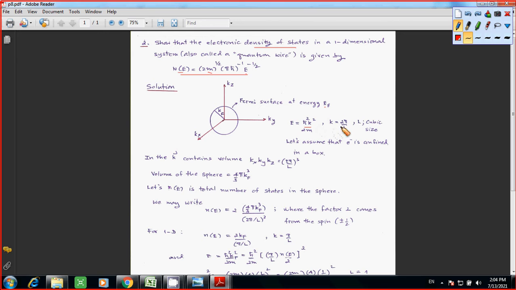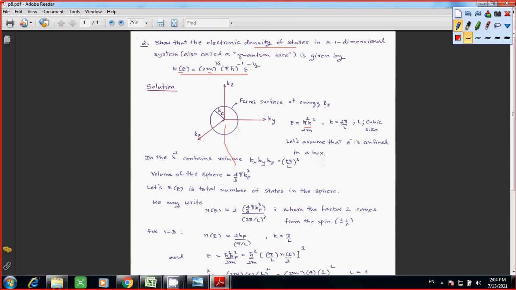Where k equals pi over L, where L is the cubic size. Let's assume that the electron is confined in a box, in the k-space volume kx, ky, kz. So that becomes (2 pi over L) cubed, because it's just like a cube, or a box with the same dimension.